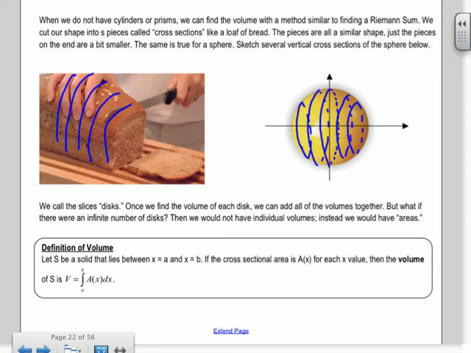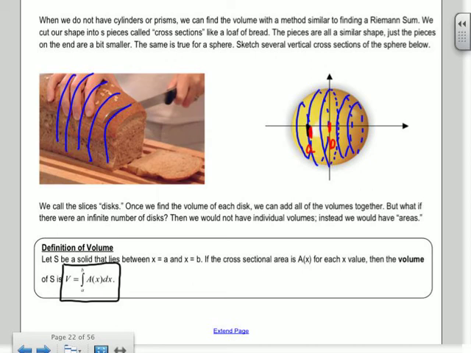So we're adding up the areas of all these circles. Okay, so the definition for volume for the disk method is this. So S is going to be some kind of solid that lies between x values of a and b. So in our picture of the circle, maybe we only want to define from there to there.